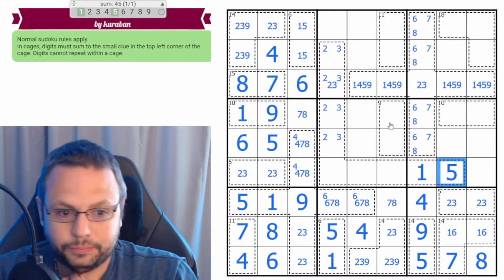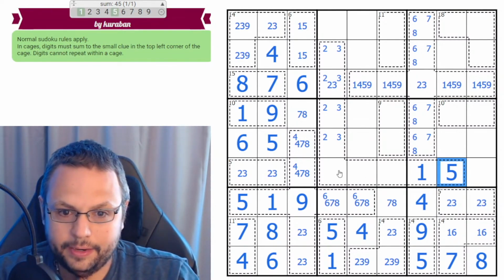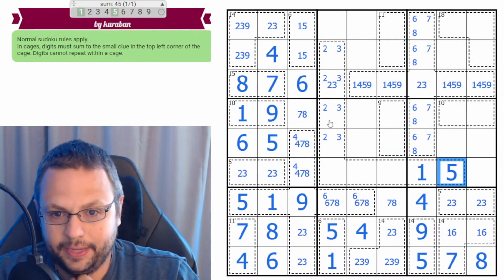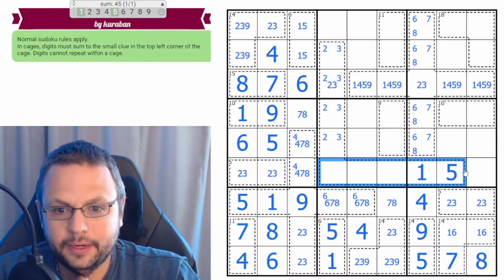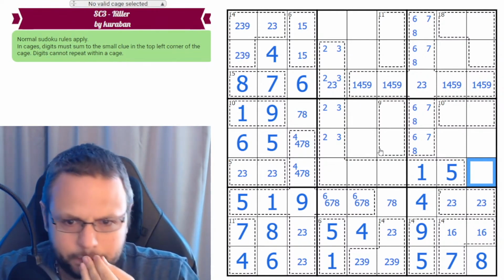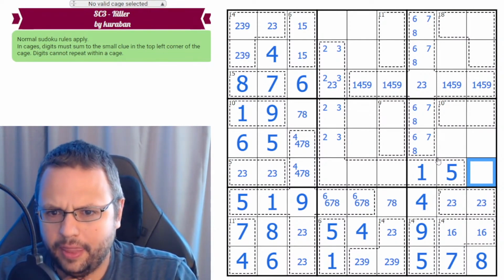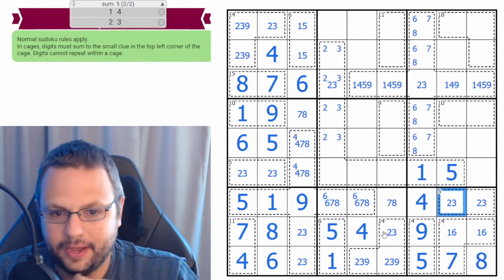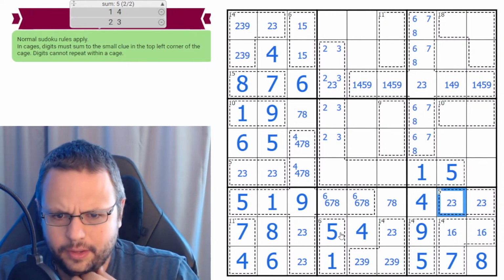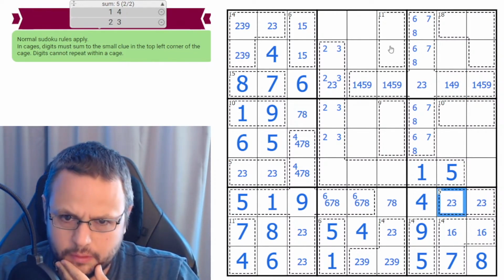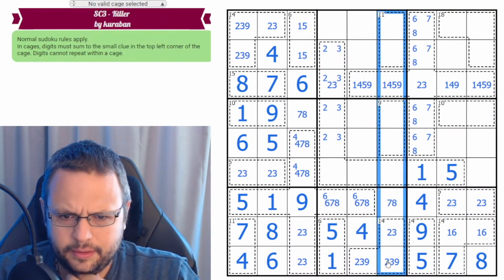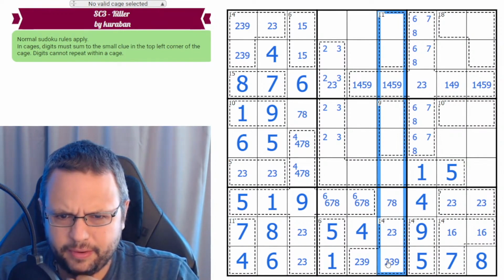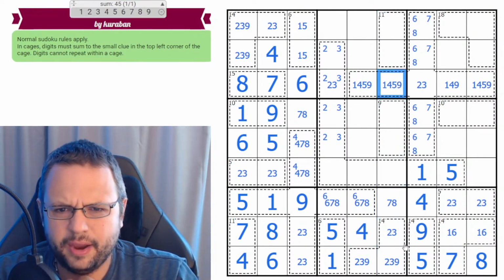And now the 5 has to go vertically in one of these cells. No, sorry, don't listen to me. The 5's already there. So we've got that 5, meaning that's not a 5. Let's see. Where does the 5 go in this column? I guess the 5 could go there.